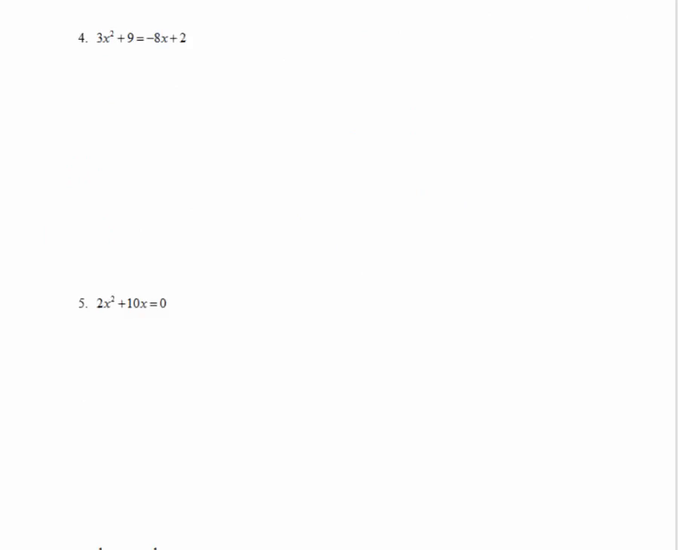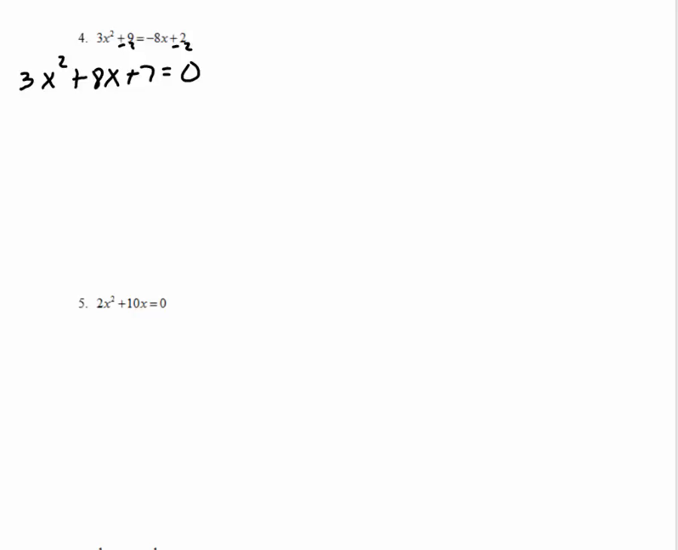Number 4. 3x squared plus 9 equals -8x plus 2. This is quadratic because we see the x squared, but it's not in the right form to use the quadratic formula. I need to add over the 8x and subtract over the 2. So I'll get 3x squared. When I add over the 8x, I get plus 8x. But when I subtract over the 2, 9 minus 2 is 7, so I get plus 7 equaling 0.